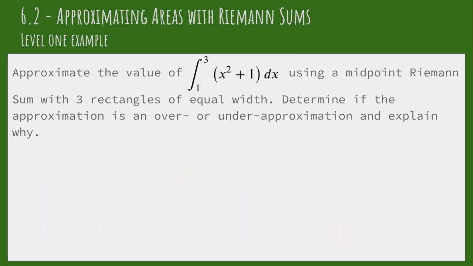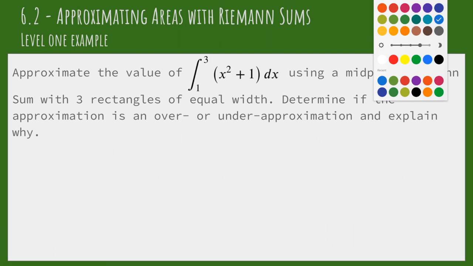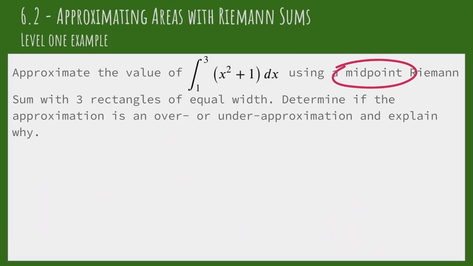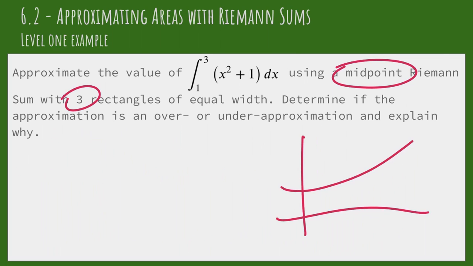Okay, next one we're going to use MRAM. So midpoints with 3 rectangles of each equal width. So again, I'll start with a quick sketch here. It doesn't have to be perfect, but kind of give me an idea. So we're going from 1 to 3. And we're going to use 3 subintervals. So we're splitting it up into 3 equal parts.